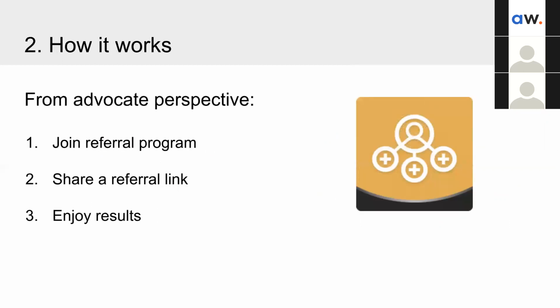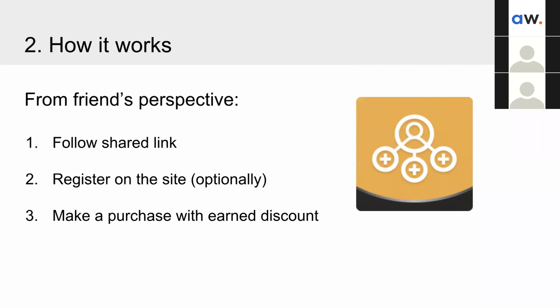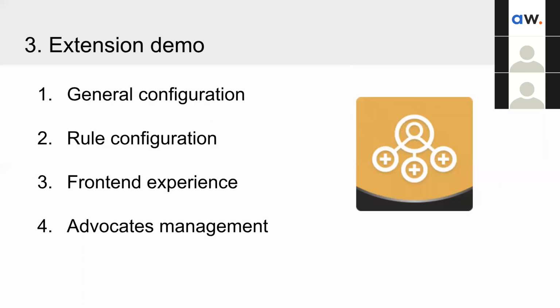From the brand advocate perspective, it all comes down to 3 simple steps. He or she should join the referral program, share a referral link, and get the reward. From a friend's perspective, it's even easier. They just need to follow the link, maybe register on the site if necessary, according to the extension rules, if the merchant wishes so, and make a purchase. The discount will be applied automatically.